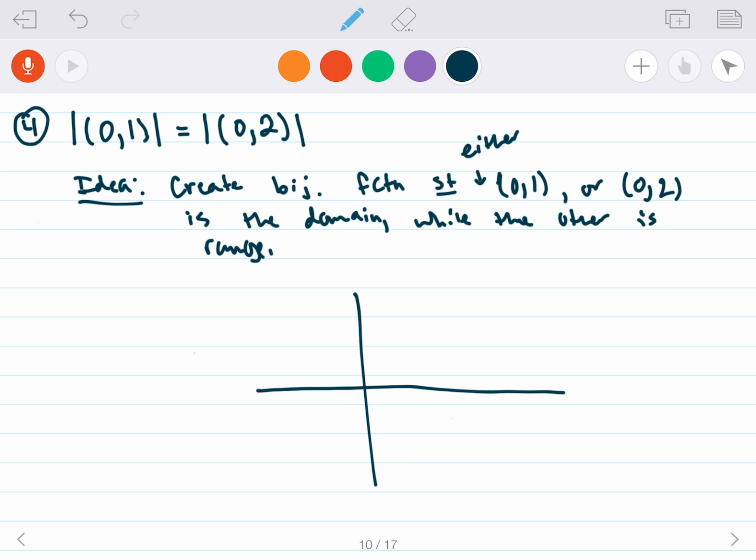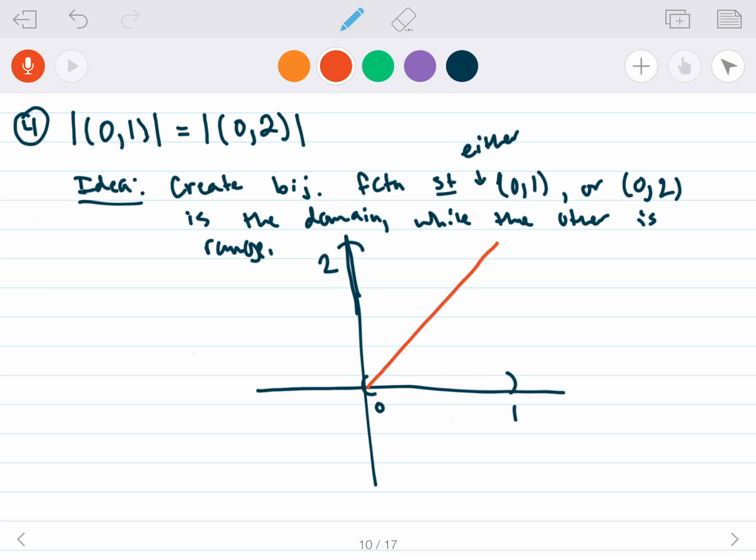And so when I draw this, I'm just going to say, well, let (0, 1) be the domain. So this is my (0, 1), the domain. And I'll let the (0, 2) be the range. So here's 2 right here. And I want some kind of function to cover all of this.